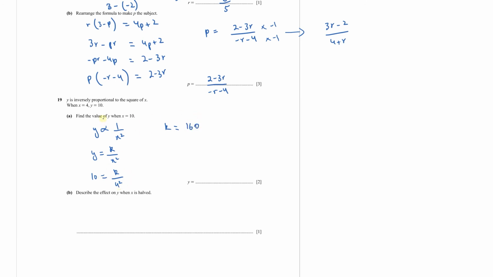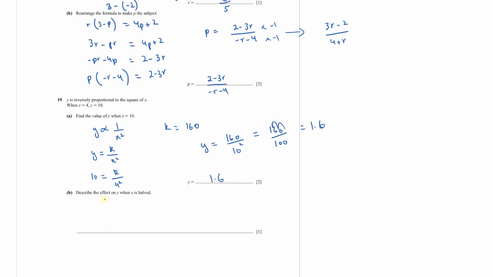Now you have to find the value of y when x equals 10. So y equals 160 over x squared, which is 10 in this case. So 160 over 100, which is 2 decimals, I'll move it 2 to the left. I get 1.6. So your y is 1.6.